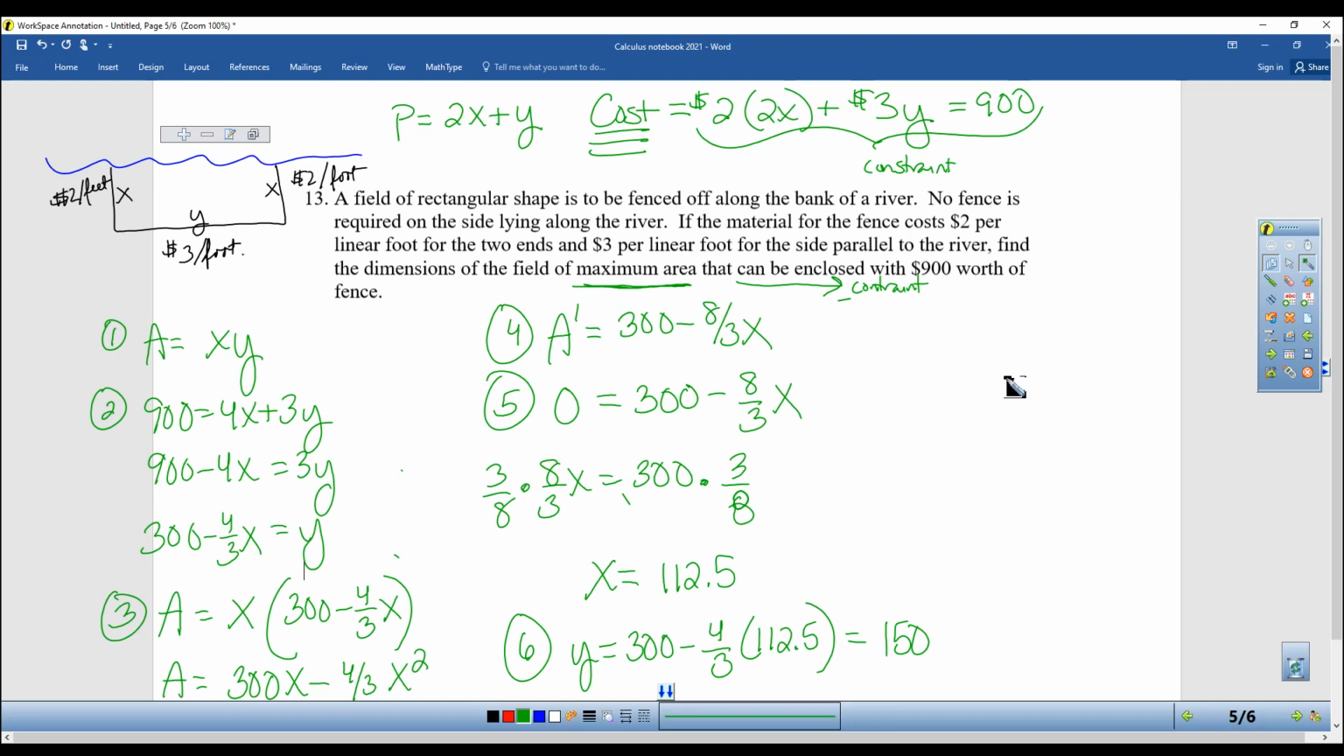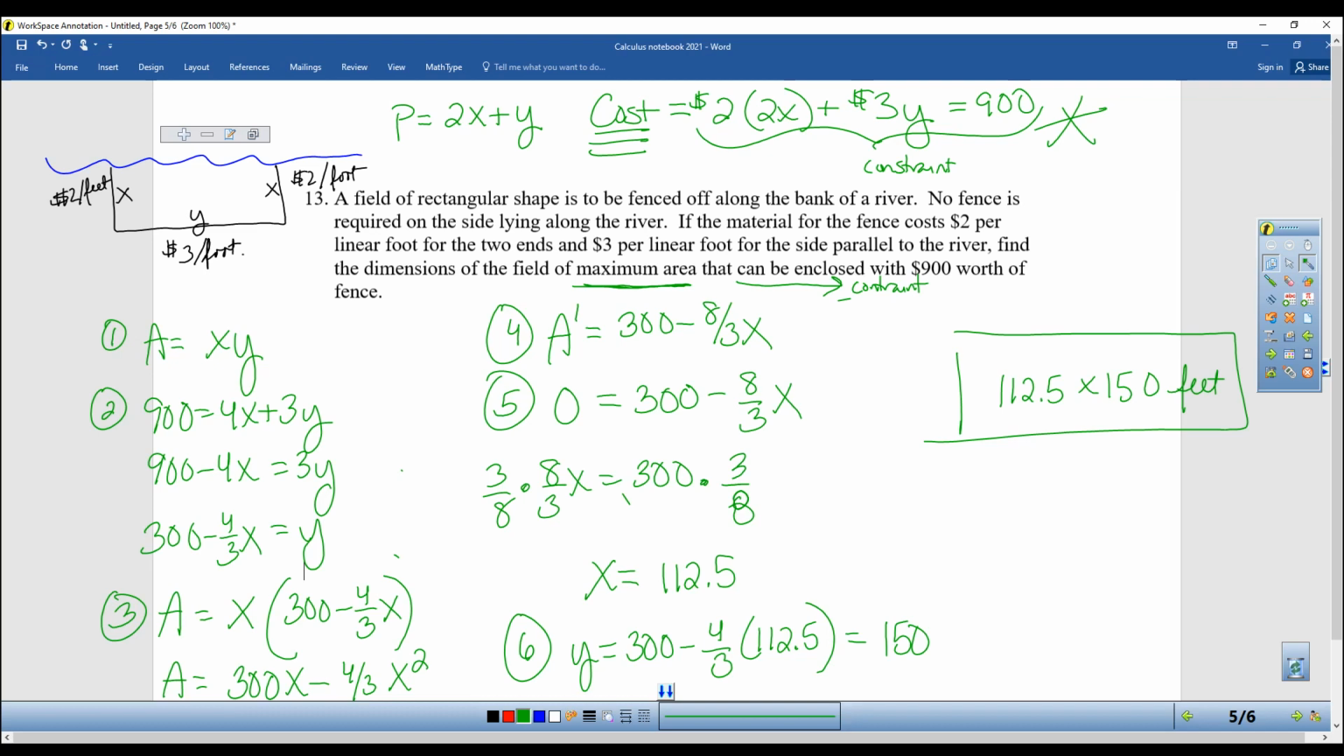Final step is to add the units. 112.5 by 150 feet. Those are the dimensions that you're going to want. So this one, the derivative, piece of cake, the solving, so great. This is the hard part, that it kind of had a double constraint. Technically, the constraint is the cost, but in order to do the cost, you need to know the perimeter.